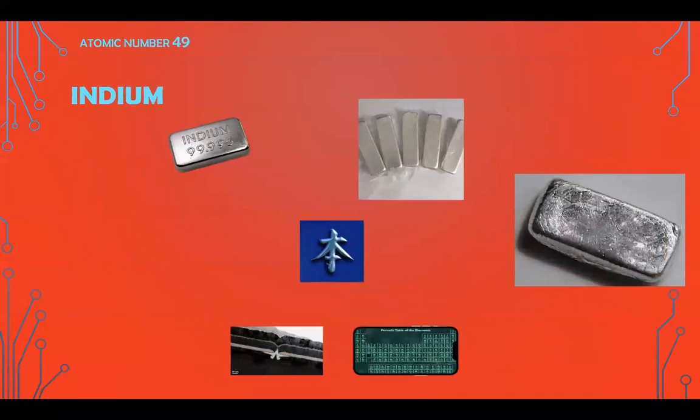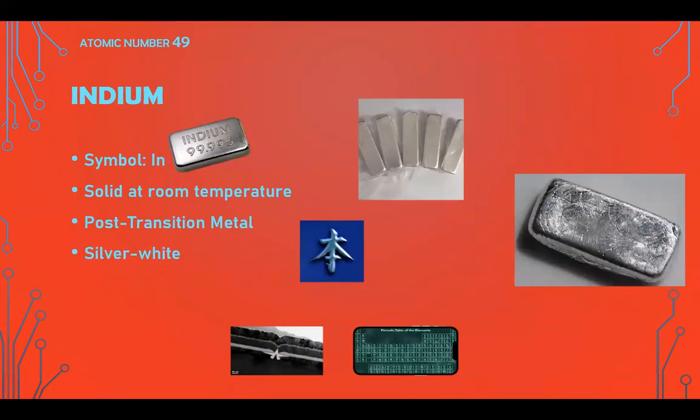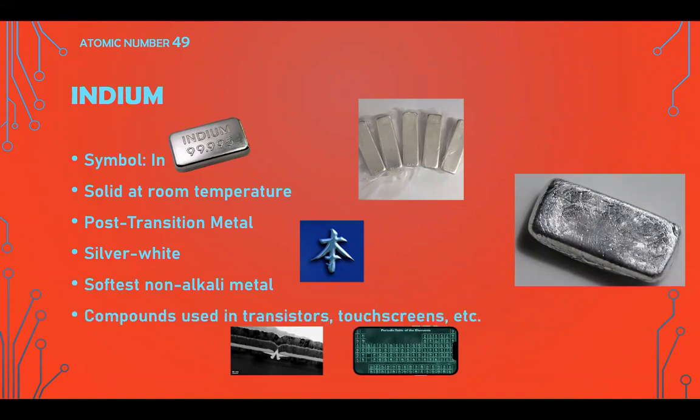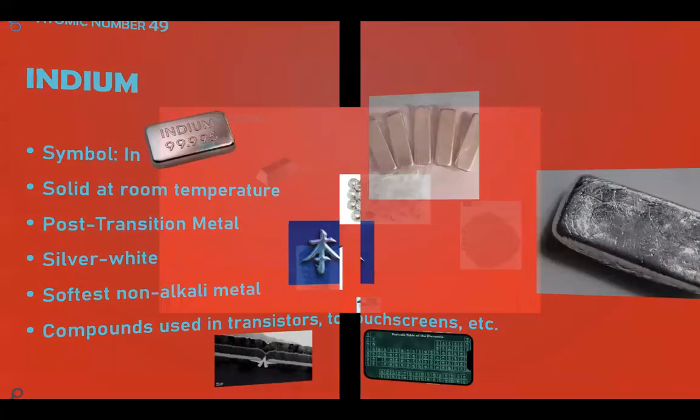Indium. And no, indium is not named after India. Indium's symbol is In. It's a solid at room temperature. It's a post-transition metal, which comes after transition metals. Indium is silvery white in color. It's the softest non-alkali metal. And indium is used in compounds used to make transistors, touchscreens, etc. And indium is named after indigo, not India.